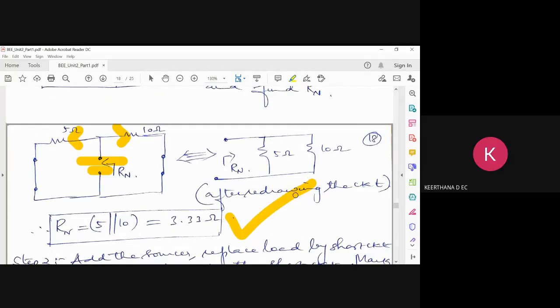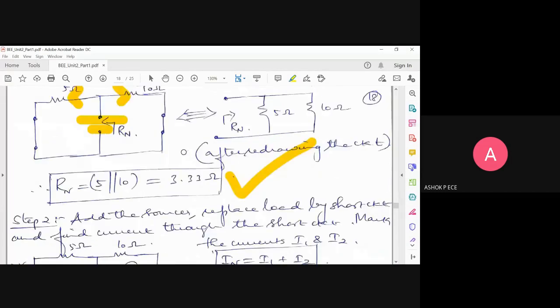Sir, till this it is like Thevenin's, no, sir? Instead of RTH, we are writing RN, no, sir? Yes. Nothing is different. We are just denoting it by Rn. We are doing the same step one as per Thevenin's theorem only. Nothing different.